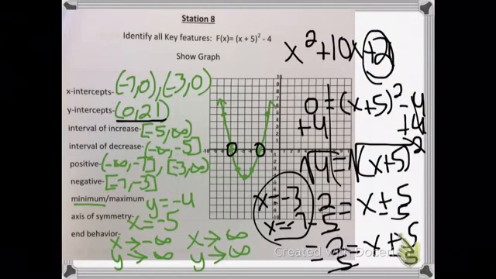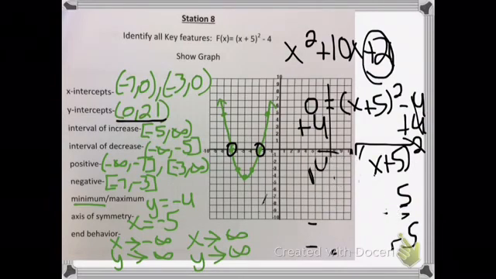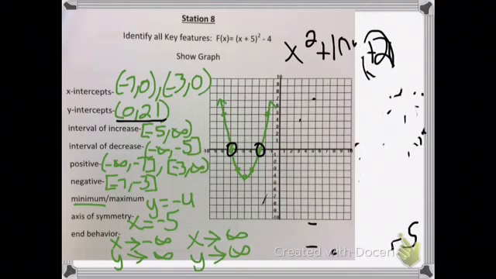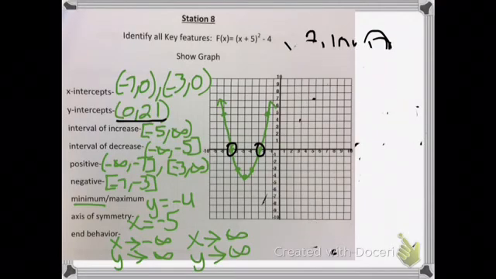Now, I can get my interval of increase and decrease here. So we're going to look at our interval of increase and decrease. So we see that our interval of increase is going up right here. It starts at our vertex point, or h, at -5, and it goes to infinity. Our decrease interval goes from -infinity to -5 again. Alright, that would be our interval of decrease.